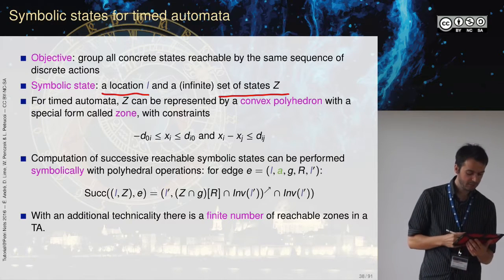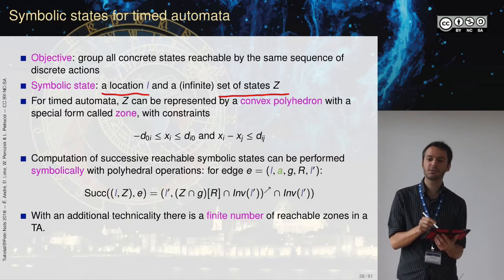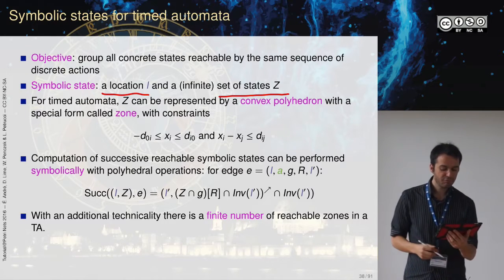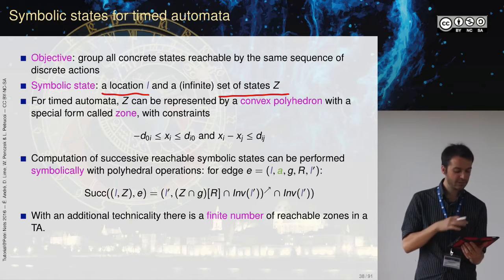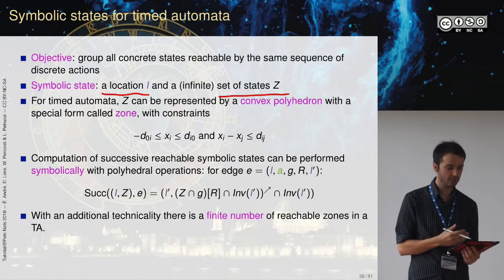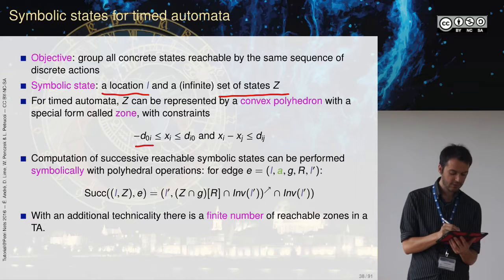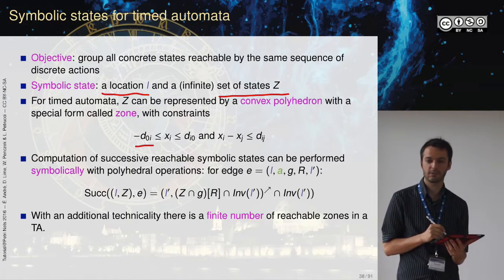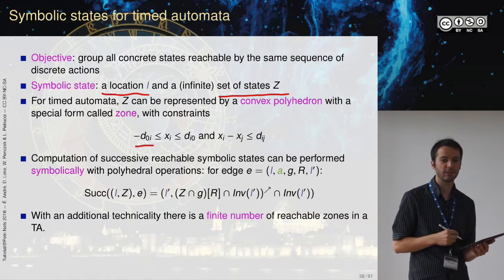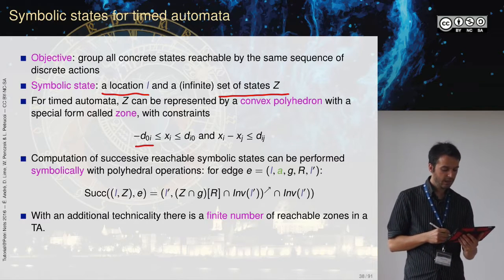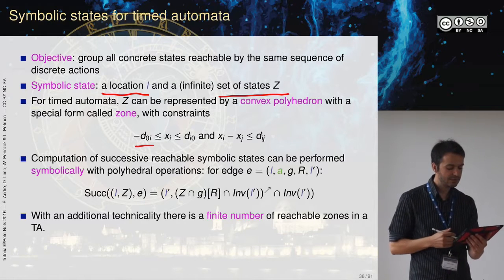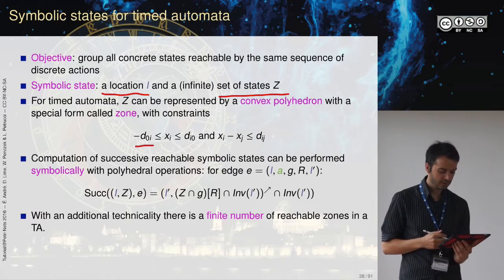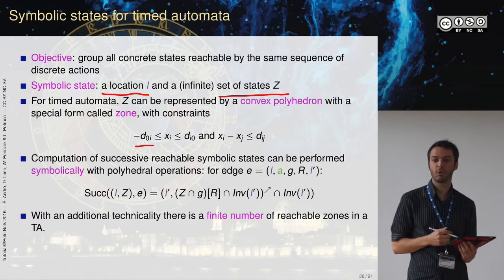So for a timed automaton, this continuous symbolic part Z can be represented by a convex polyhedron with a very specific form, and we call this a zone. So the form is an integer smaller or equal to a clock, and a clock smaller or equal to another integer, and then a difference between two clocks smaller than an integer, or potentially infinite sometimes. And so we can compute those successive reachable symbolic states in a symbolic manner using polyhedral operations.